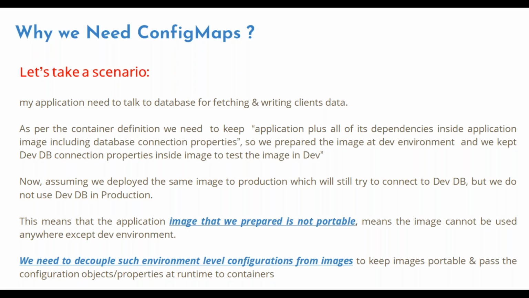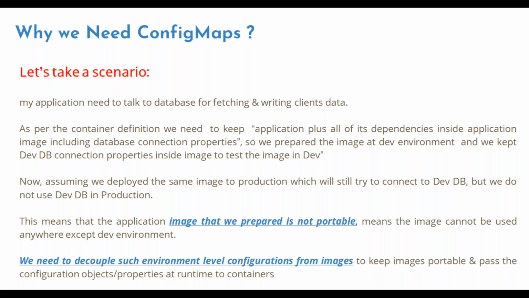Then I started shipping the same image into production. Now, when I deployed this image into production, because we had the development database connection properties inside the image itself, it still tries to connect to the development database. Whereas in production, we always use a different database for the client's data. This means that the application image that we prepared is not portable; the application image cannot be utilized anywhere except the development environment.